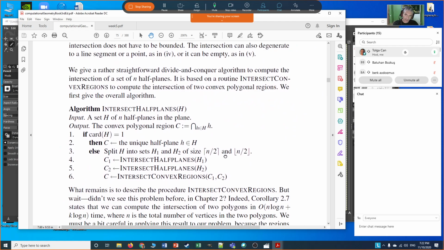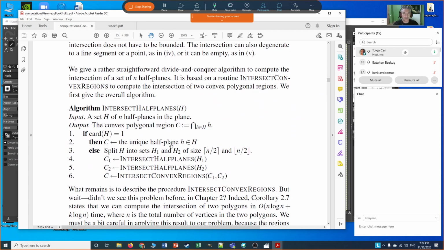So here is the algorithm. The divide and conquer algorithm looks very much like the merge sort algorithm. We are given a set of half planes in the plane, and the output will be the convex polygonal region, which may potentially be empty or unbounded. If the cardinality of H is equal to 1, meaning the input contains just one half plane, so H is not a single half plane, it's a set of half planes.